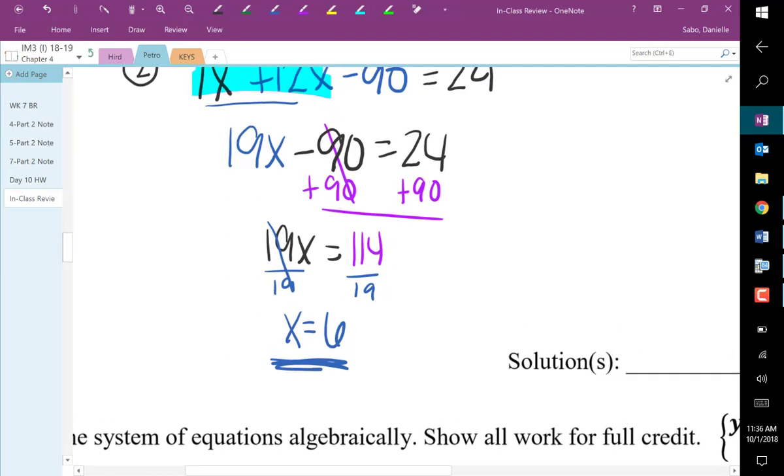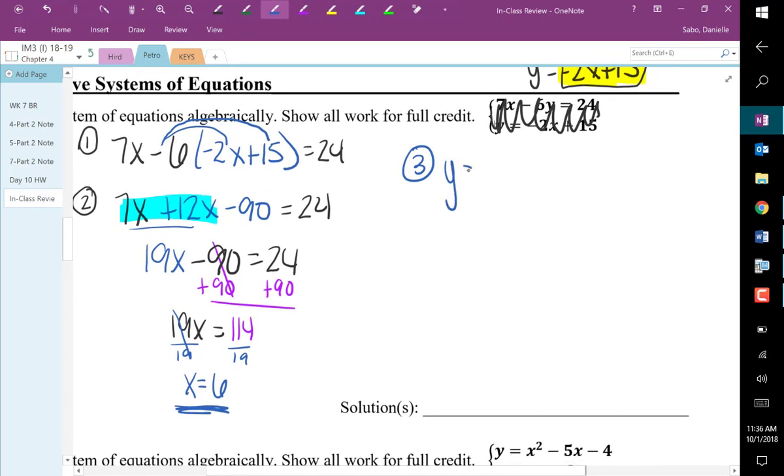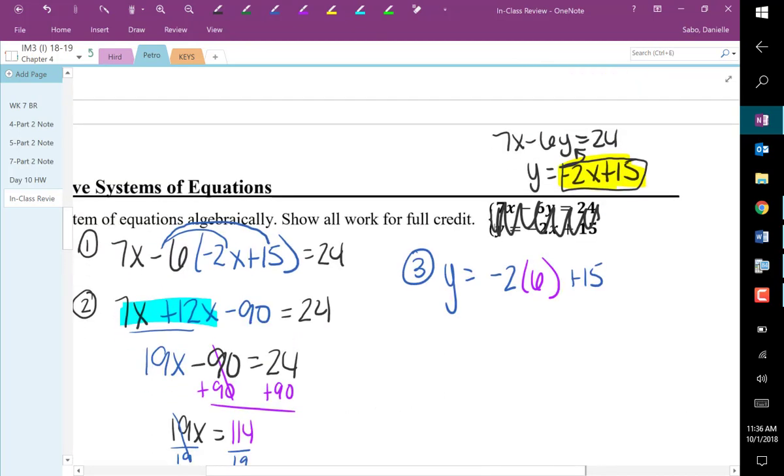Okay, so now I just got to plug it in. So my third step is to plug in for y. So I have y equals -2. I'm going to take that 6 in purple, plug it in, plus 15. Now if you chose to do the first equation, that's fine. I'm just telling you that this one's going to be easier. So being able to recognize the one that says y equals would be easier is also a good skill to have.